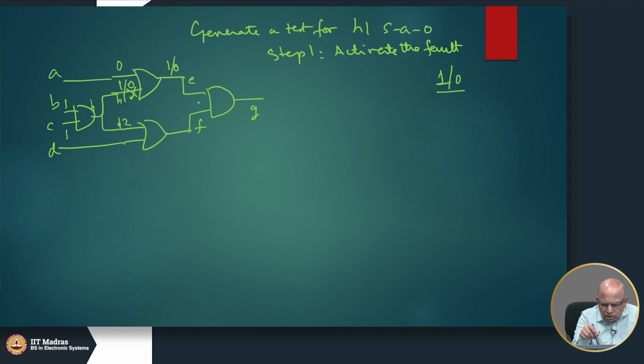And in order to produce the fault at the G value, the fault needs to go all the way up to the output. I have no choice but to put a 1 here, right. If I end up putting a 0 here, G will be 0 no matter whether the fault is present or not. So, as a result we have to put a 1. For that reason we have to put a 1 here.